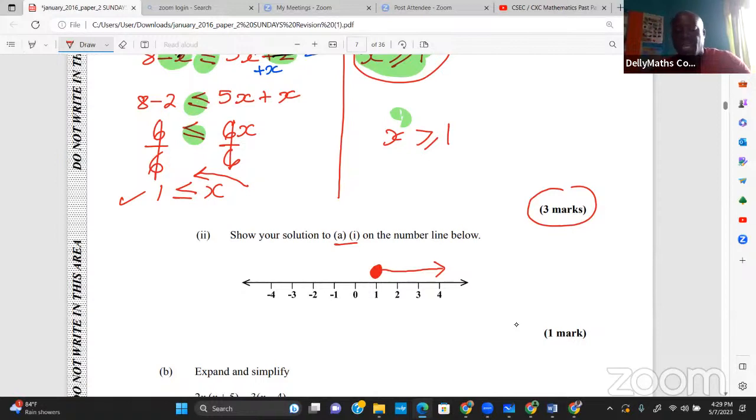It's not one thing, it's a range of answers. When you're solving an inequality, you're not finding one answer. You're finding a range of answers that are true to the situation. If you notice, it's a 1-mark question, so they're not expecting too much. Let's take some time to digest that.